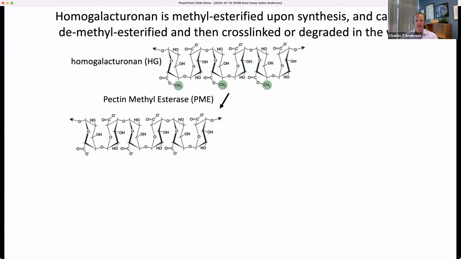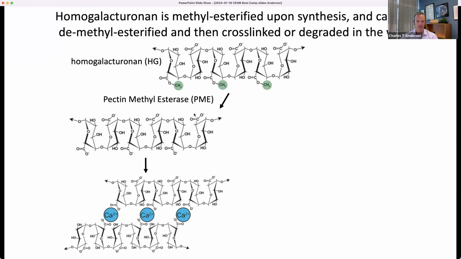So to get into the details of how homogalacturonan can be modified in the wall, it's synthesized in a methyl ester form. It has these CH3 groups on its carboxyl units. And these methyl ester groups can be removed in the cell wall by enzymes called pectin methylesterases. These pectin methylesterases remove the methyl group and expose negatively charged carboxyl units on the galacturonic acid residues. Those negatively charged carboxyl groups can cross-link with calcium to form a strong gel in the wall. And we think that this mechanically strengthens the wall.